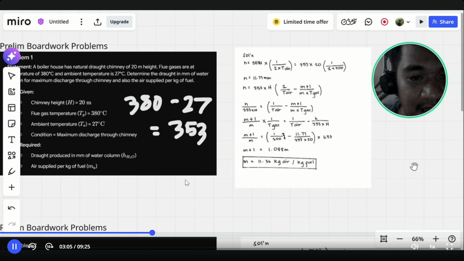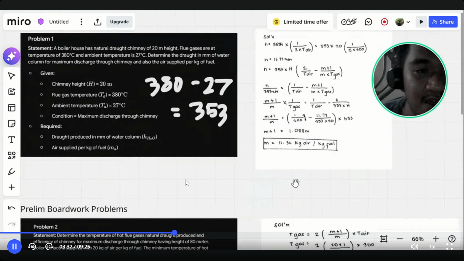11.77, and 353 times 20, and we multiply by 353. So we're going to get 653. So (m plus 1) over m equals 1.088. If we deduct 11.77 and 1.08, we get the answer of 11.36. So that was the answer for number one.